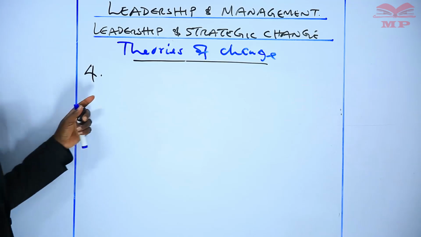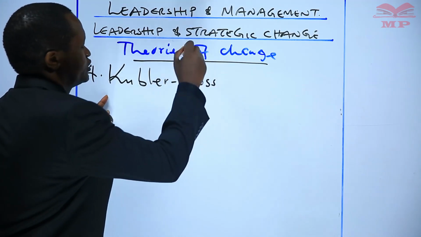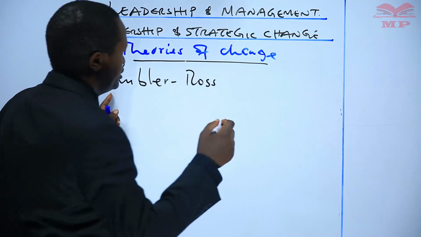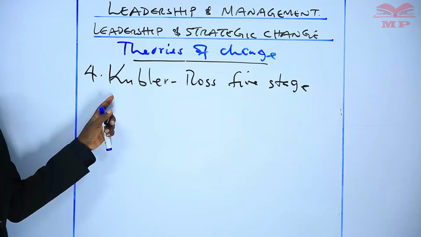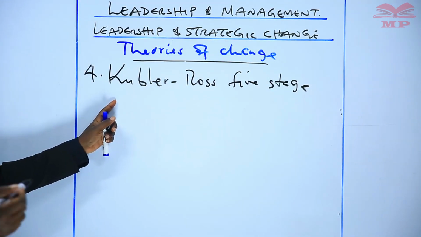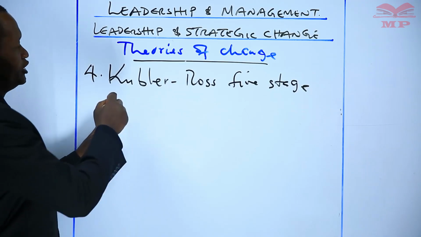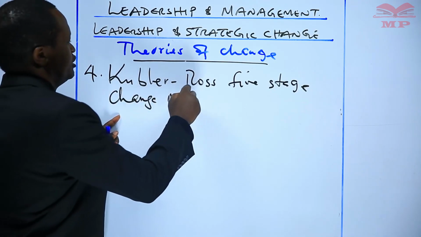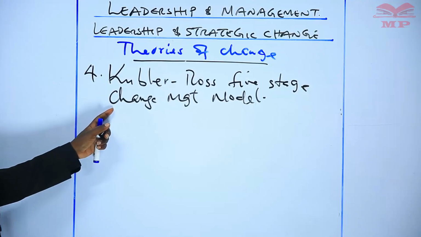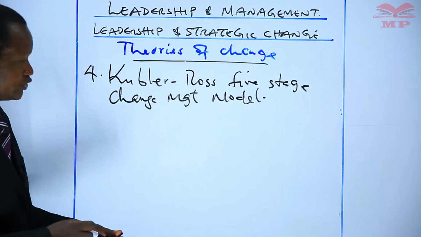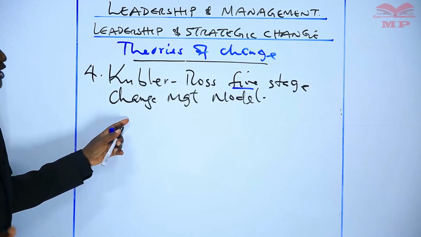The 4th theory of change is known as the Kubler-Ross 5-stage change management theory. Let me put it down: Kubler-Ross 5-stage change management model, and that tells you candidates there are 5 stages in the Kubler-Ross change management model.